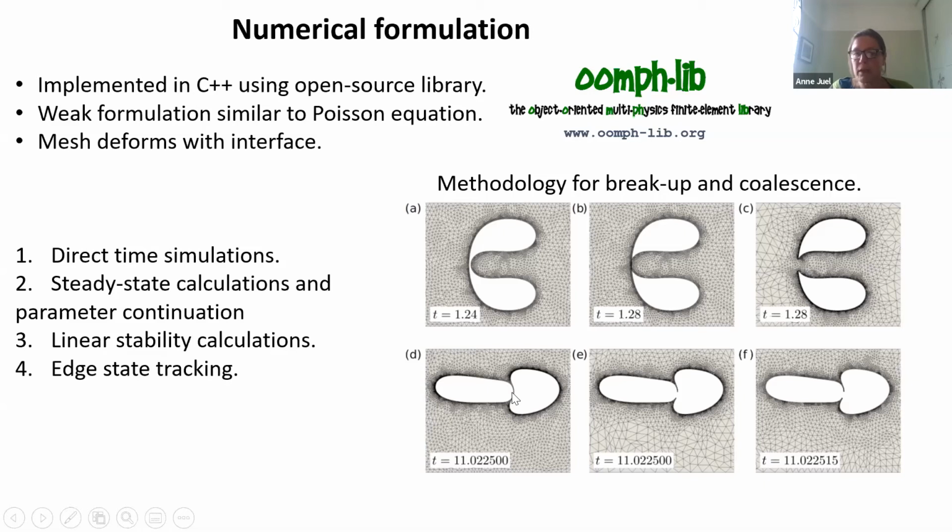We do the same thing below a certain film thickness. We merge the two approaching or aggregating bubbles. But here the coalescence process is very rapid. That is not the case in the experiments, where you saw these compound bubbles that last for quite a long time. So we clearly don't pick up, or don't even attempt to pick up, thin film dynamics here. But we have a whole panoply of tools at our disposal, which include direct time simulations, steady state calculations, linear stability calculations, and also edge state tracking.